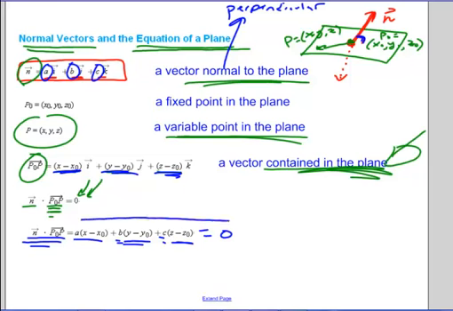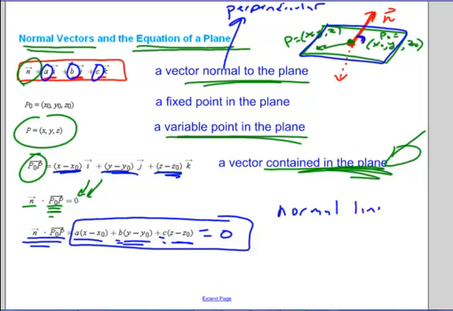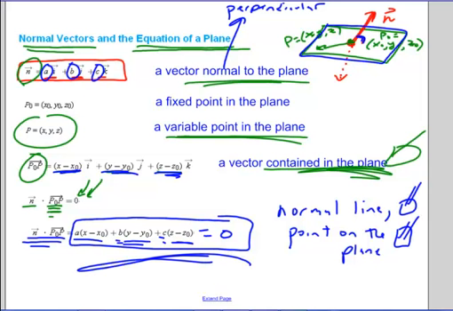And this gives us an equation for a plane. This gives us the equation for this plane here. And what did we need to get that equation for the plane? Well, we needed a normal line, so a line perpendicular to the plane, and a point on the plane. So given these two things, a normal line and a point on the plane, we can find the equation for a plane. And this is big. This is a huge new idea.